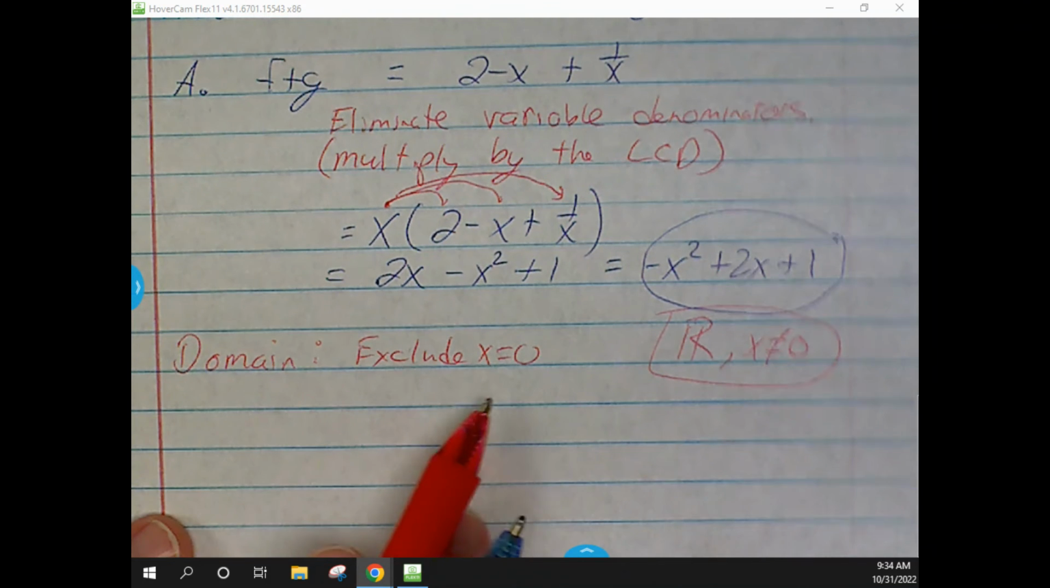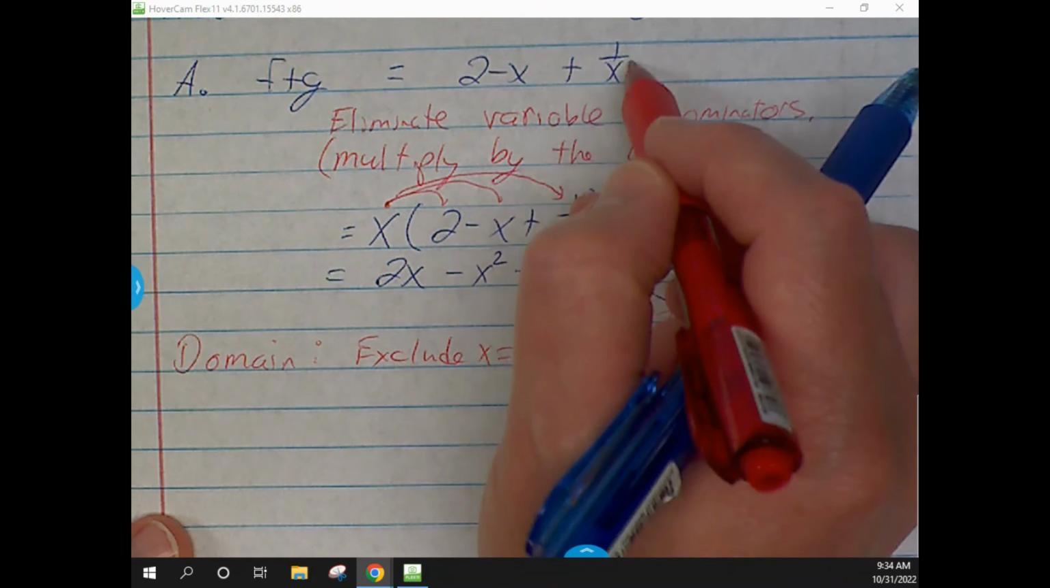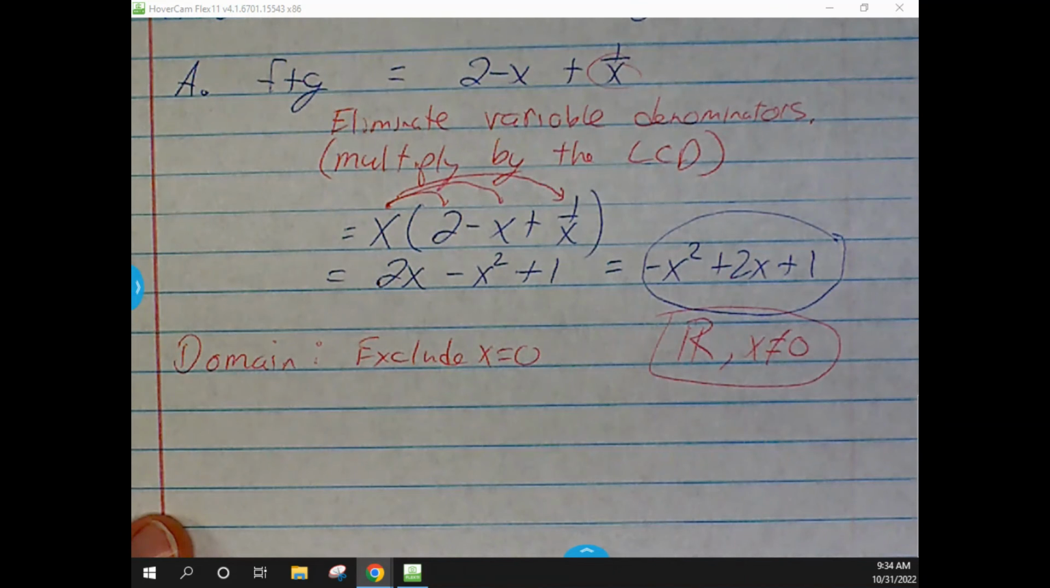Most of the time it was like x plus 2 equals 0 or something in that case. So in this case, it's just x equals 0 because this was the one denominator we had. So if we set that equal to 0, there's nothing to add or subtract away from it. So it's just x equals 0.